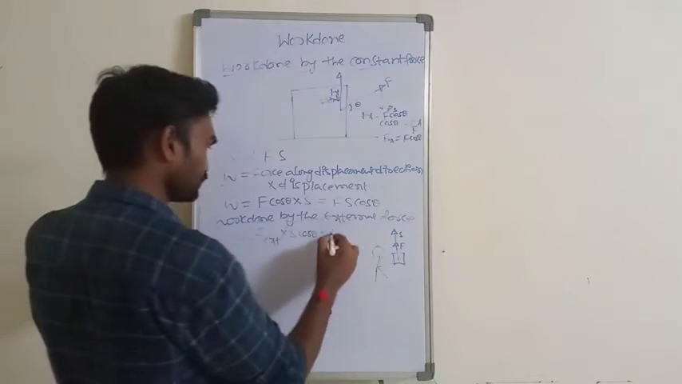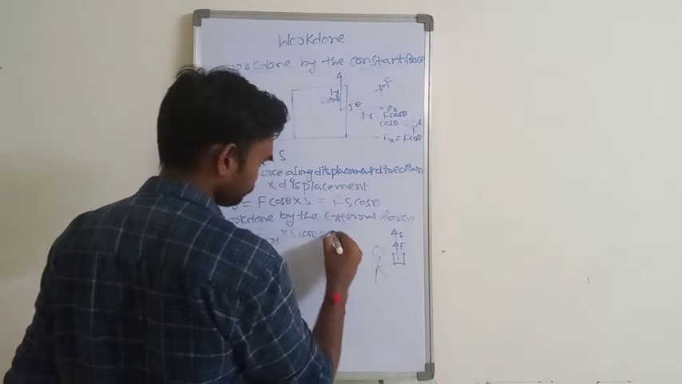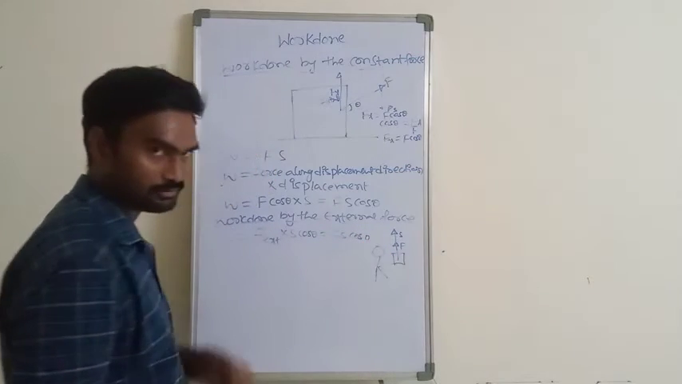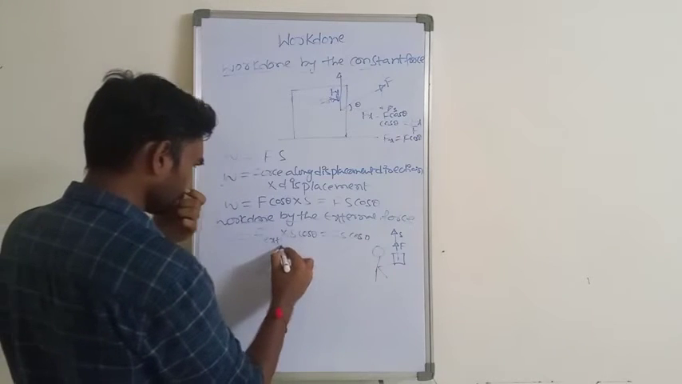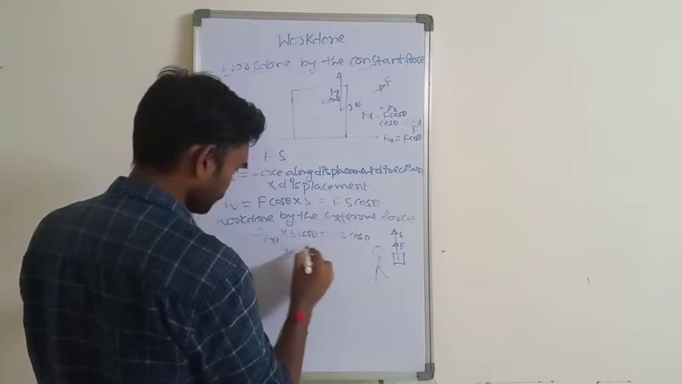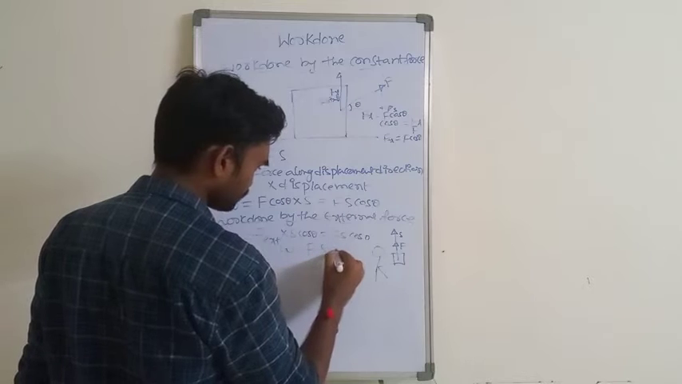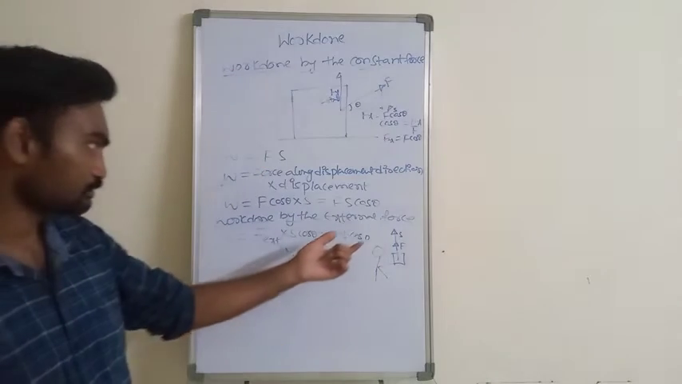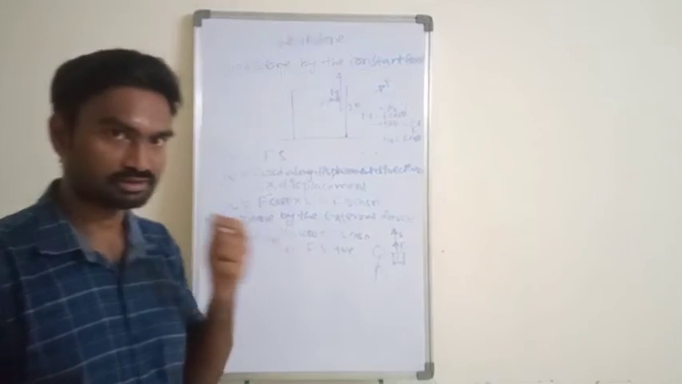Substituting, we get F s cos 0. Cos 0 is 1, so work done is equal to F s. This is a positive value, so the work done by the external force is positive work done.